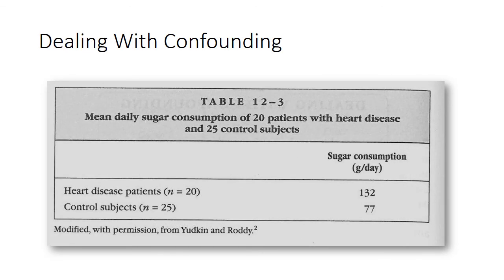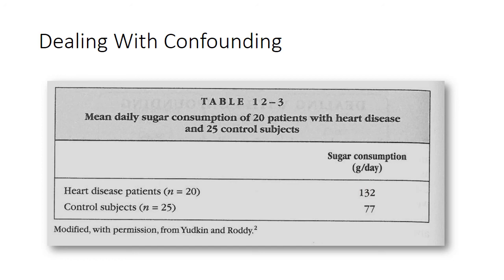Here's an example of looking at potential confounders. If you were to look at, say, mean daily sugar consumption for patients with heart disease versus those that had no heart disease, or control subjects, we can see here that in our group, and again, it's small sample sizes, we had 20 patients with heart disease, 25 that did not, and looking at their mean sugar consumption. It would appear, and again, without any statistical tests you can't derive any actual conclusions, but it would appear there's an association between heart disease and sugar consumption.